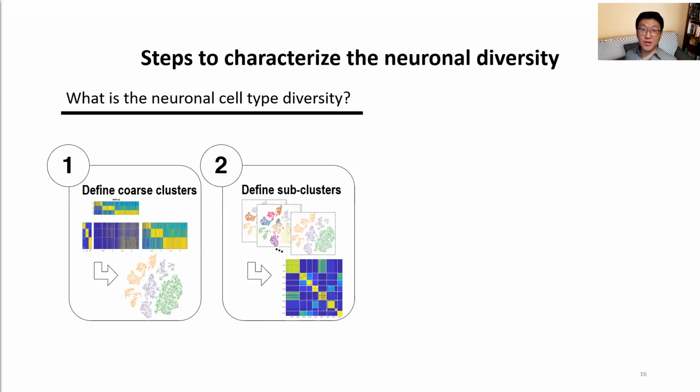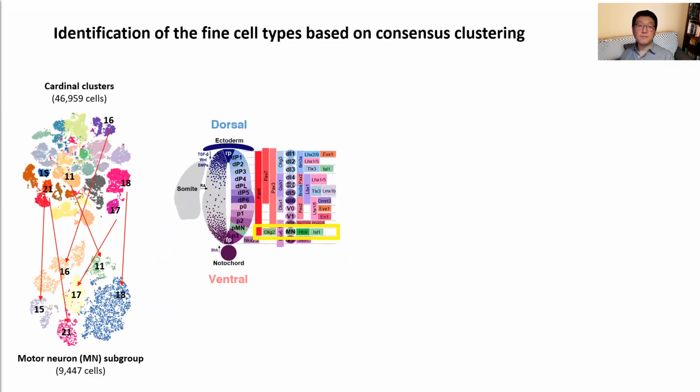So therefore, we carried out another round of clustering based on consensus clustering to identify the finer clusters associated with the subpopulations in our first round of clusters. The first step of the second round of clustering was extracting the specific cell clusters based on their cell type annotation. So for example, there are 5 clusters that represent motor neuron cells in our dataset. So we extracted these clusters from the entire dataset and clustered these further.